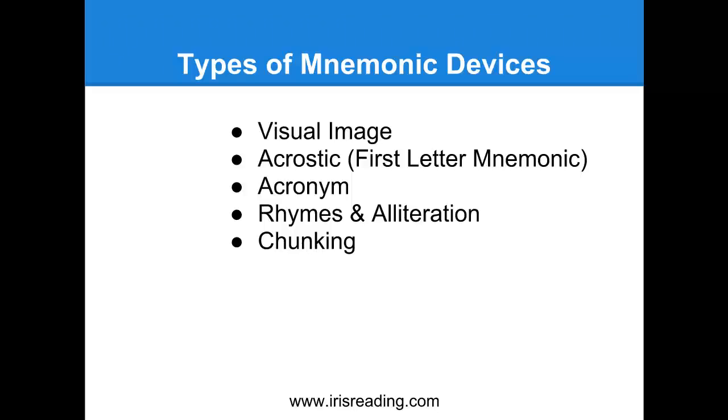Now, there are various types of mnemonic devices. They can be visual images. They can be something called acrostics, which is a fancy name for basically taking the first letter, they sometimes call it a first letter mnemonic, or an acrostic can also be like making a sentence. You'll see in a moment because I'm going to give you some examples of acrostics. Mnemonic devices can also be acronyms. Sometimes they're rhymes or alliteration, and they can also utilize chunking.